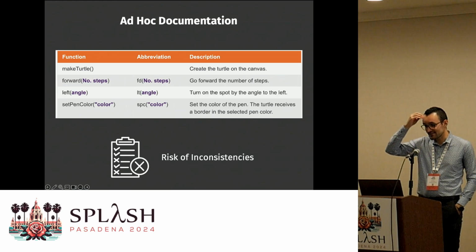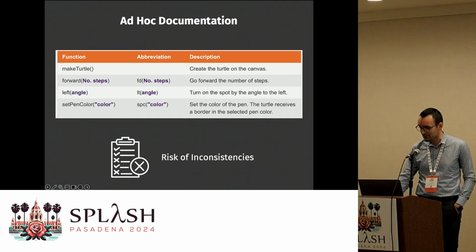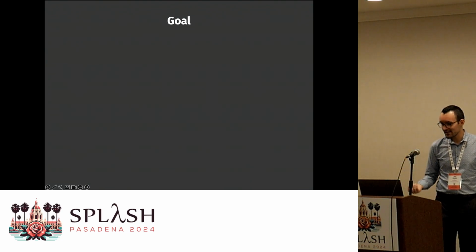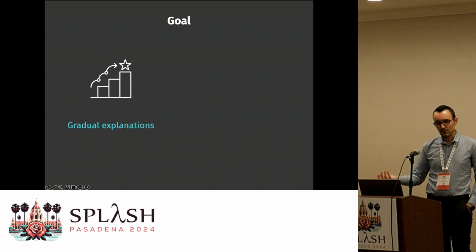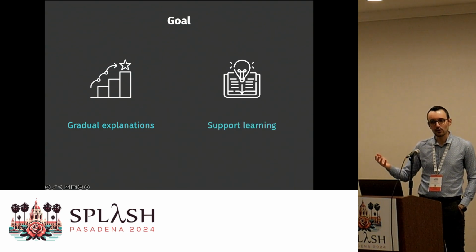So whenever we have this form of ad hoc documentation, we are running the risk of having inconsistencies, and we don't have the gradualness that we were aiming for anyway. So the goal here is really to have gradual explanations for this documentation, and possibly also to support learning.